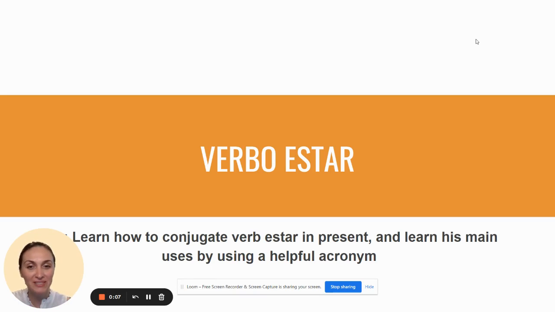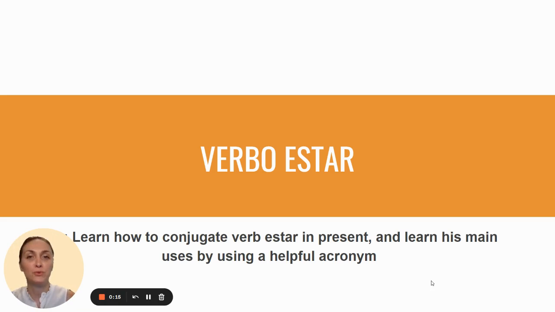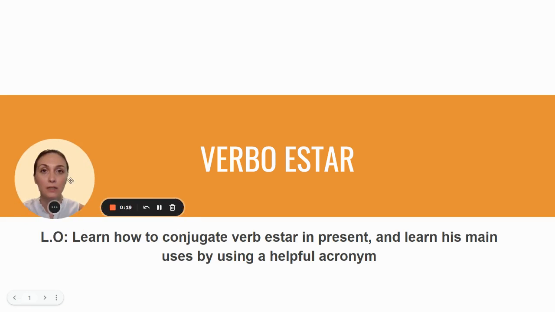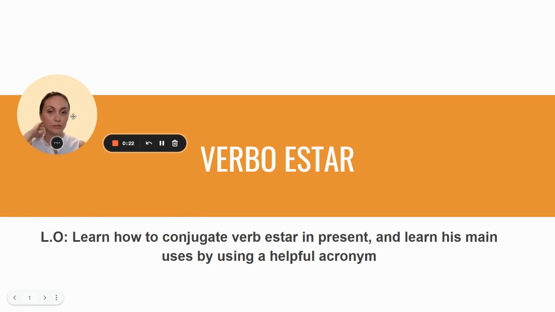Welcome to another episode. Today we are going to talk about the verbo estar, okay? As always, I'm going to ask you to have a notebook or a piece of paper, write the title, learning objective, okay? Our main idea today is to learn how to conjugate the verb estar in present and learn its main uses by using a helpful acronym, the way we did with ser. Now, an acronym is a word or a group of words, and each letter stands for something. Okay? Super. Now, we are going to start right to business.